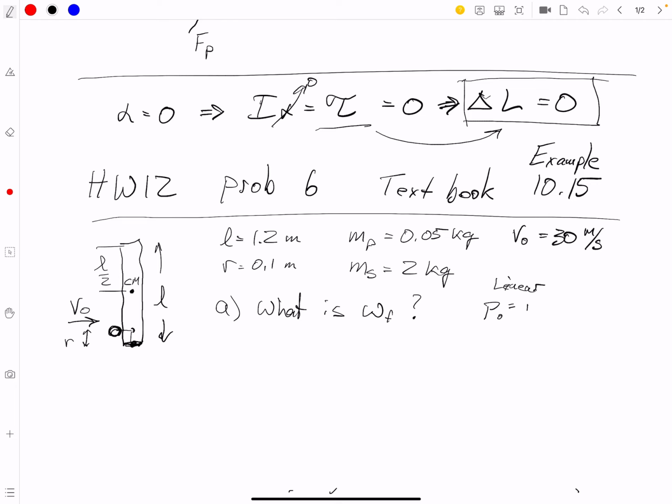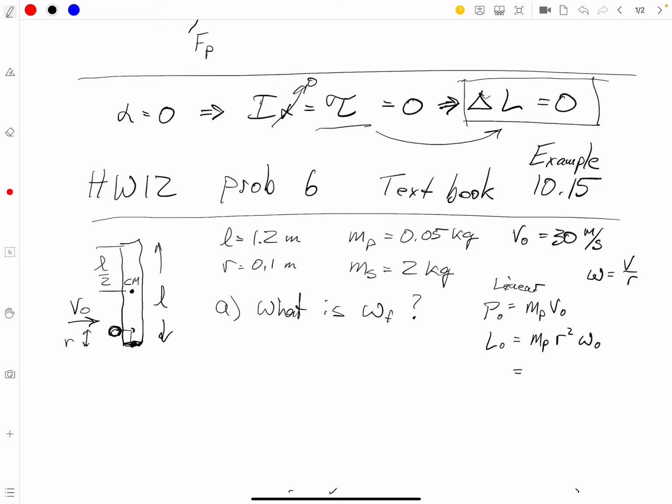P naught is equal to the mass of the puck times the velocity incoming. Okay, great. But what is our L? Well, that would be the mass of the puck times the radius squared times our omega initial. And what do we know about omega initial? I'm going to write right here, omega equals V over R.